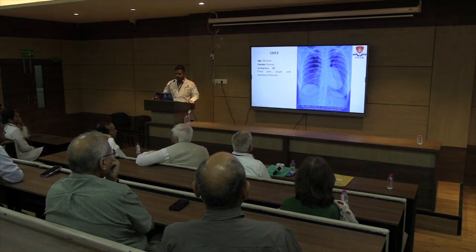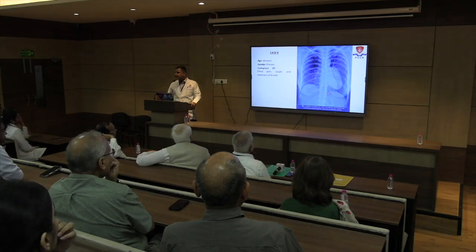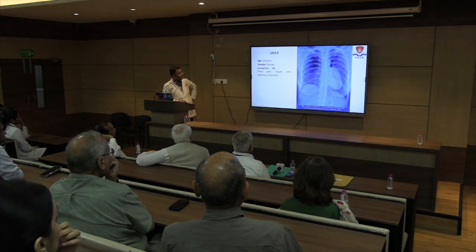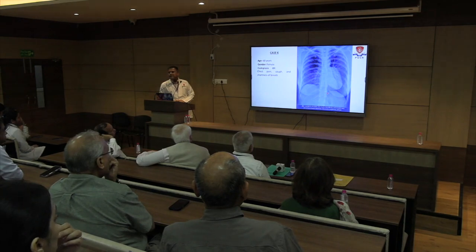On this chest radiograph, I want everybody's opinion. This was a very interesting radiograph. The patient came to our hospital with complaints of chest pain, cough, and shortness of breath. We can see an opacity in the medial aspect of the left mid and lower lungs.